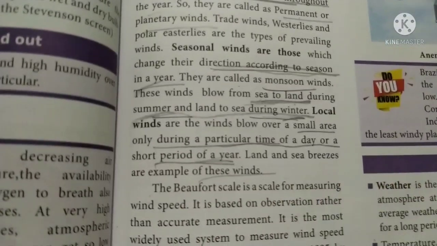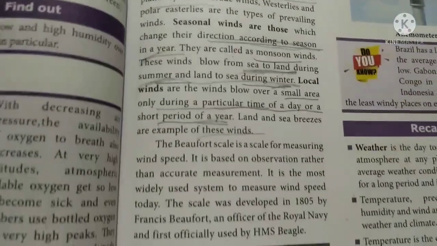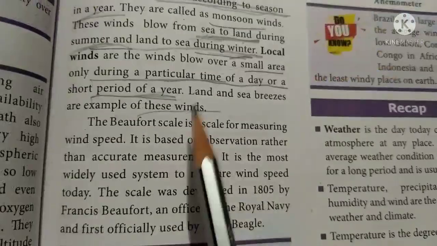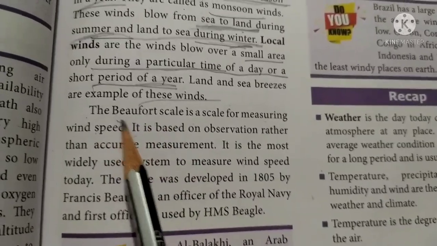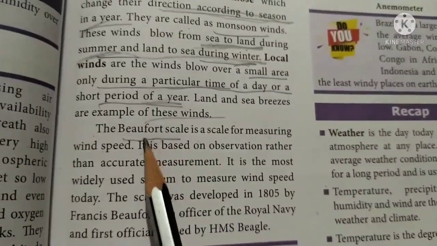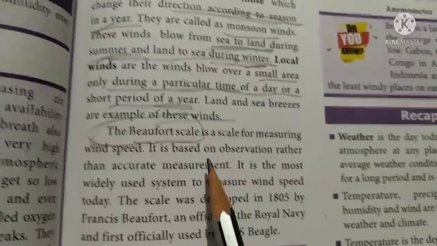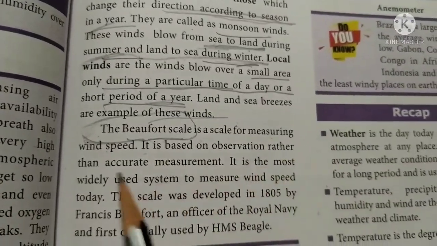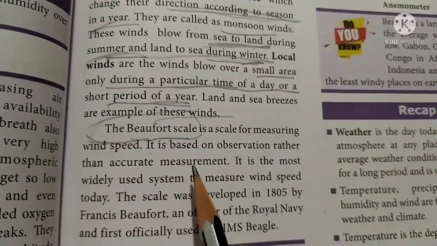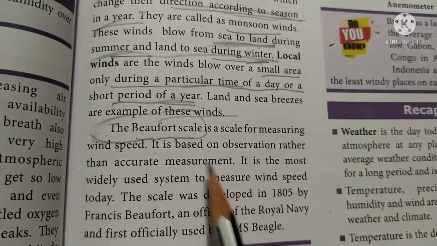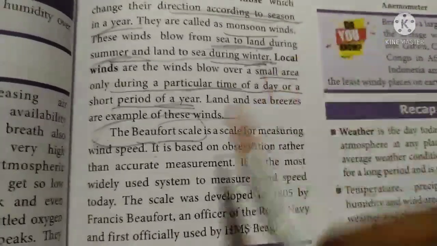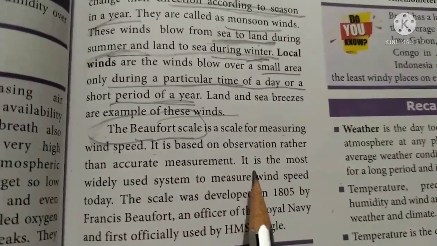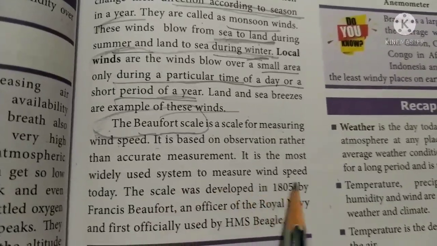And land and sea breeze are examples of these kind of winds. And next, the Beaufort scale is a scale for measuring the wind speed. So in order to measure the wind, this scale is used. It is based on observation rather than accurate measurement. So it is based on observation only. And it is the most widely used system to measure the wind speed today.